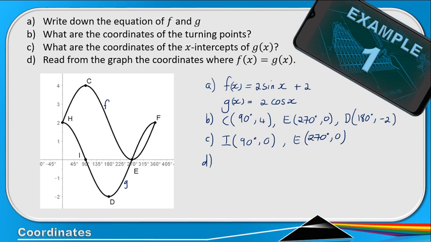And then here at E again, they intersect at this point of E, and also again at F. So simply going to write down those coordinates. It's 0 and 2 for H, and then for E we've seen also as 270 degrees and 0, and then finally at F is 360 degrees and 2.